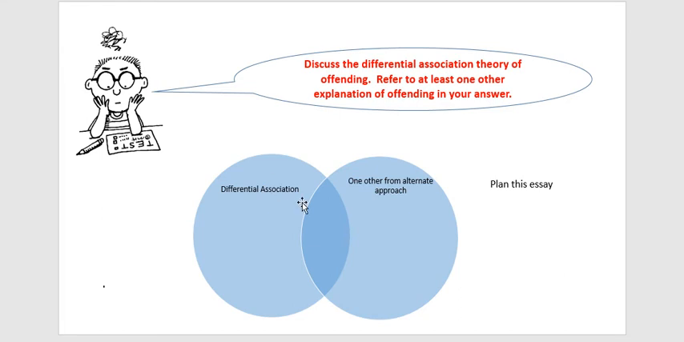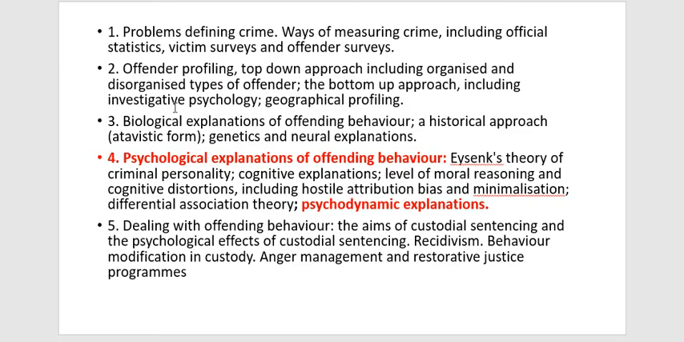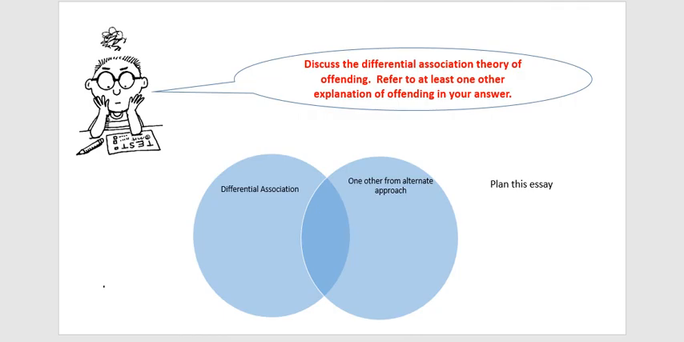For example, and then you just pick another explanation. Now the most obvious one would be biological explanations. Obviously the differential association theory completely ignores that there may be a biological explanation for why people offend. And then perhaps I would talk about genetics or neural explanations, and then again I would AO1 that, and then end with more evaluation by saying that although the biological approach is useful, perhaps if you actually combined it, had a more holistic approach looking at differential association, the environment and biology, then it would be a more successful explanation of offending.